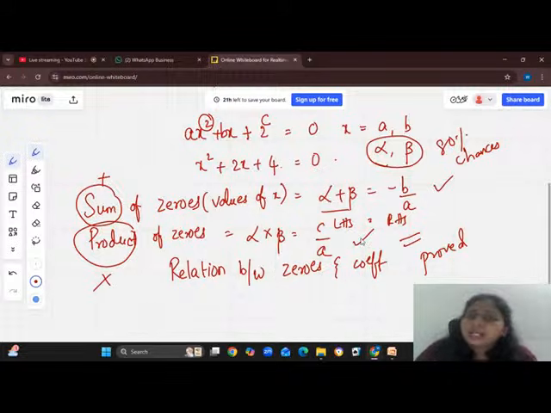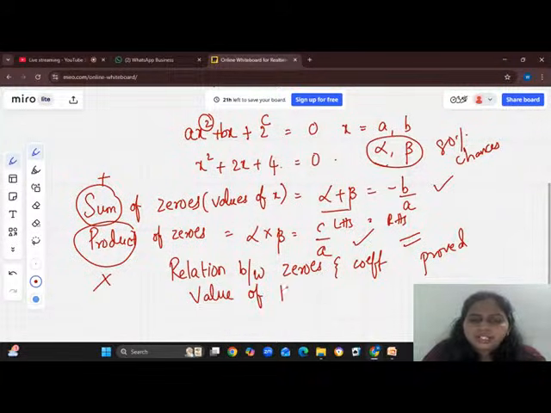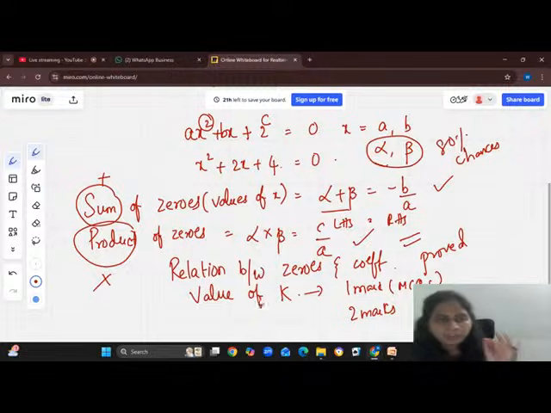Other than this, in polynomials, sometimes they might ask you to find the value of k. This is another very important one. Mostly the value of k is asked for 1 mark or MCQs, and frequently sometimes for 2 marks as well. So relation between zeros and coefficients, and value of k, are the two main important topics that you have to cover in the chapter polynomials.